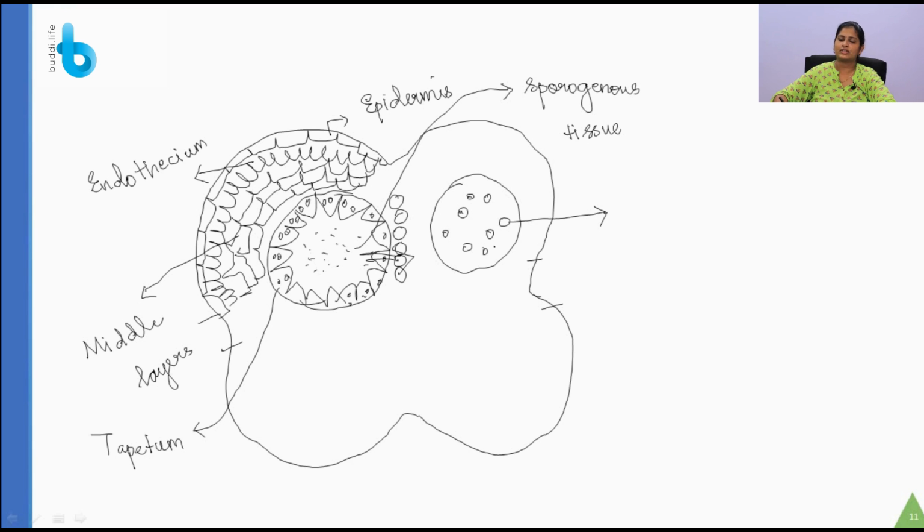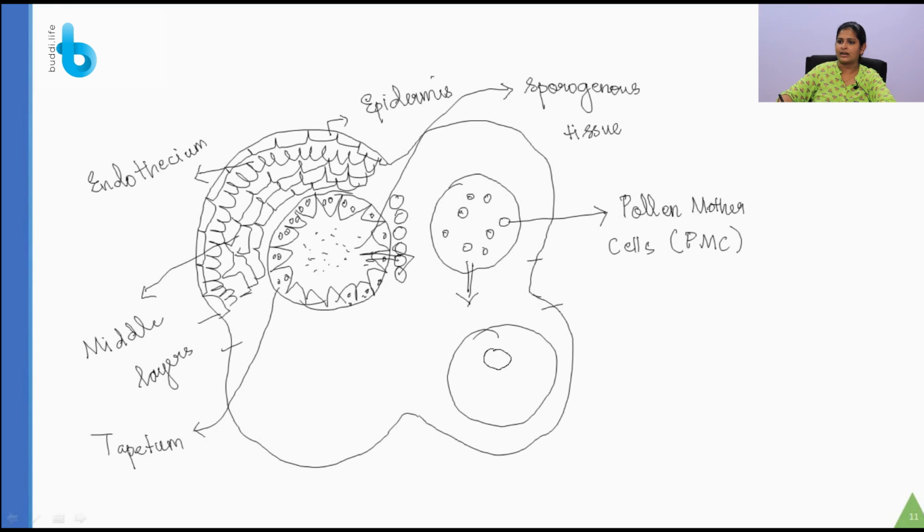On all 4 sides only sporogenous tissue will be there. Everything will develop into pollen mother cells. For understanding, I am drawing it like this. They will develop into pollen mother cells, or you can even write it as PMC. These pollen mother cells will undergo meiosis to produce 4 microspores, and they are generally called microspore tetrads because they will be 4 in number.